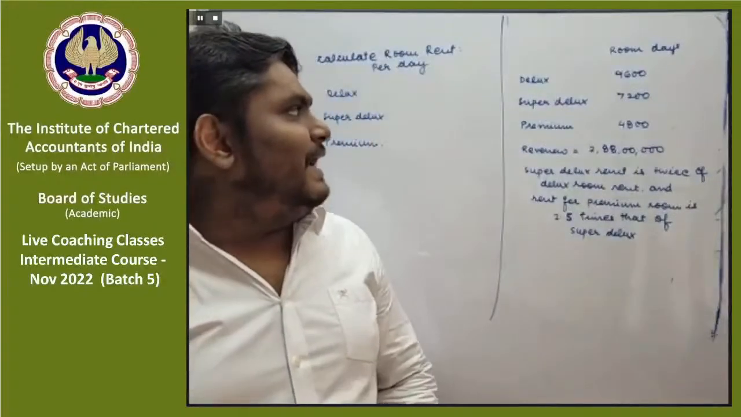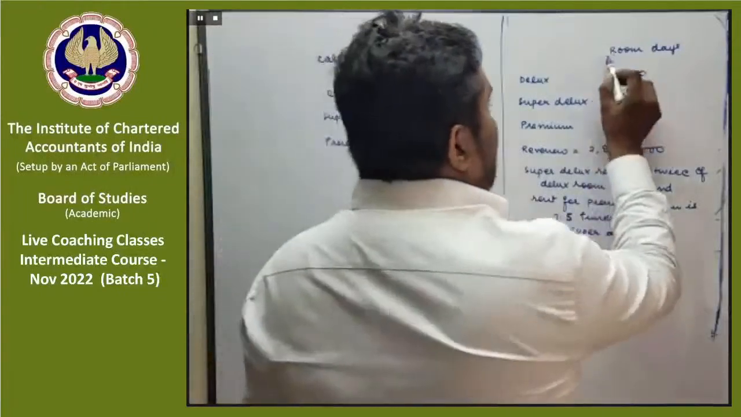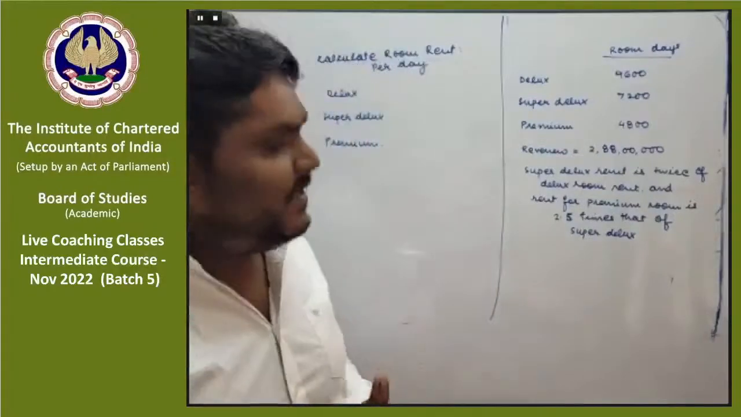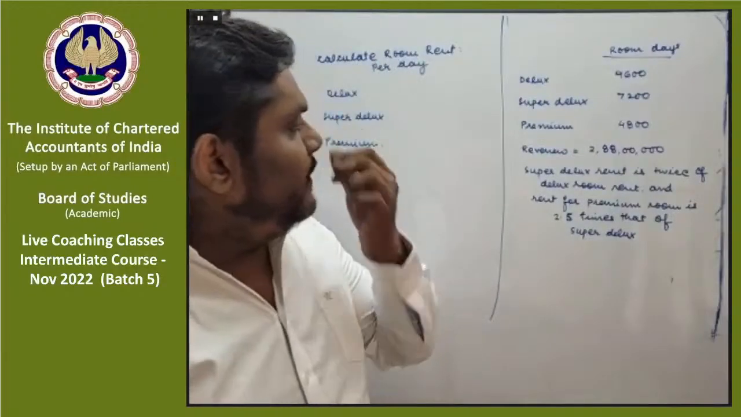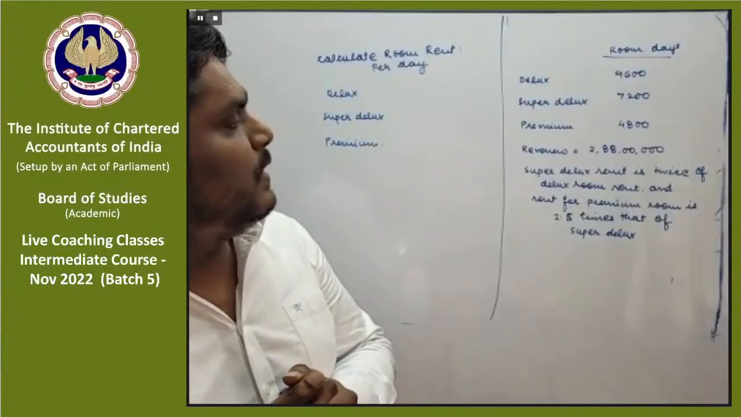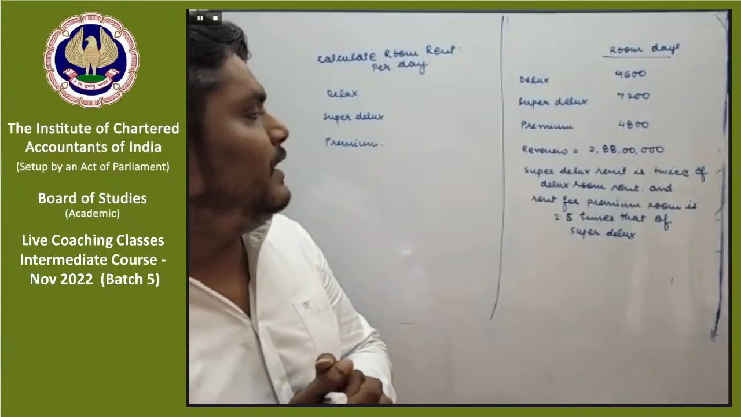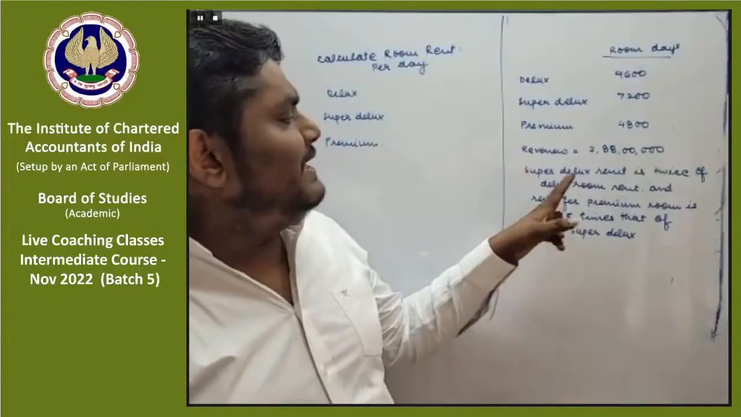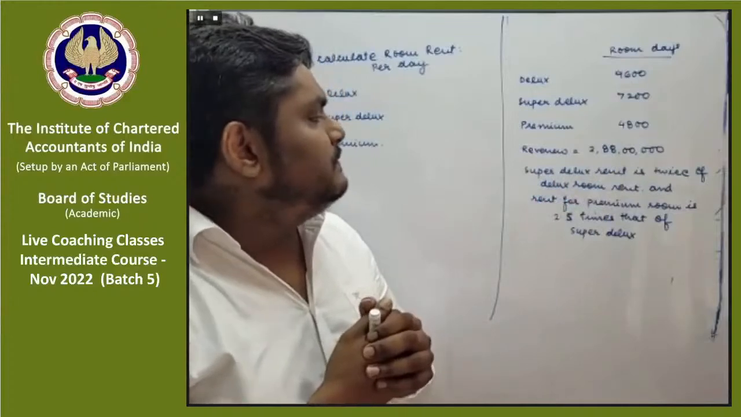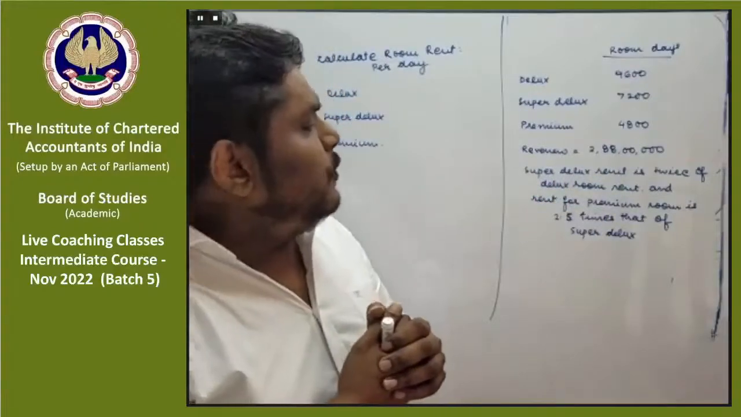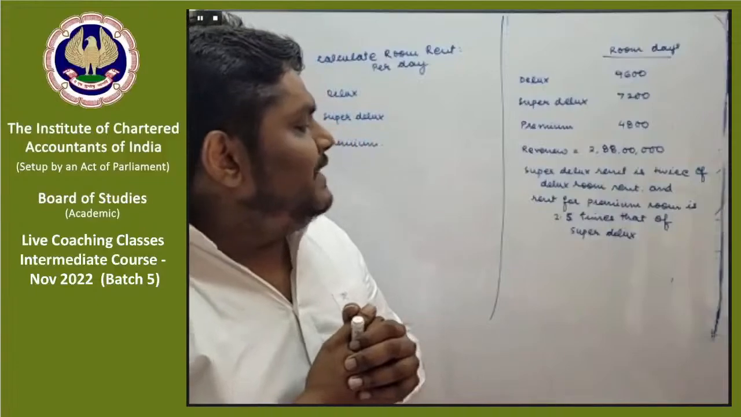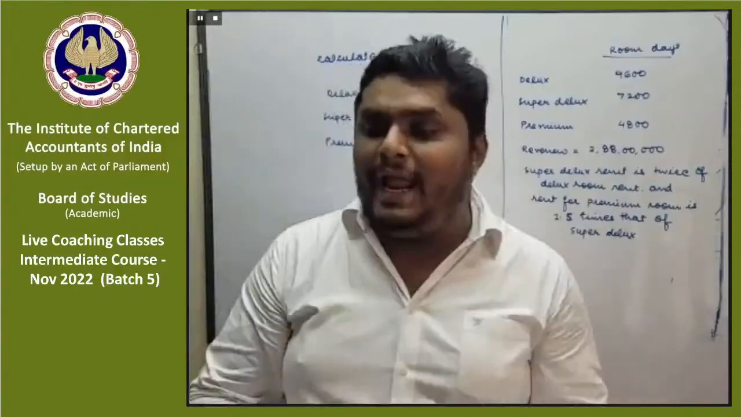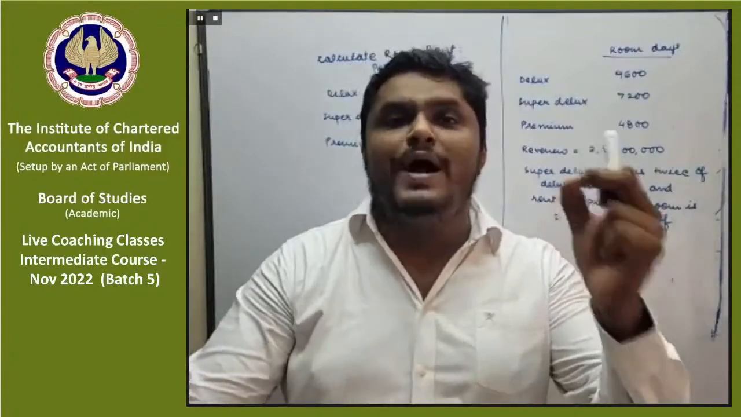I repeat again, guys, the room days I have already calculated. That is, deluxe is 9,600, super deluxe is 7,200, and the premium rooms are 4,800. When talking about the total revenue, that is 2 crore 88 lakh. Now, super deluxe room rent is twice that of deluxe room rent, and rent for premium room is 2.5 times that of super deluxe. Calculate the rent of deluxe, super deluxe and premium room. So let's see who answers first.